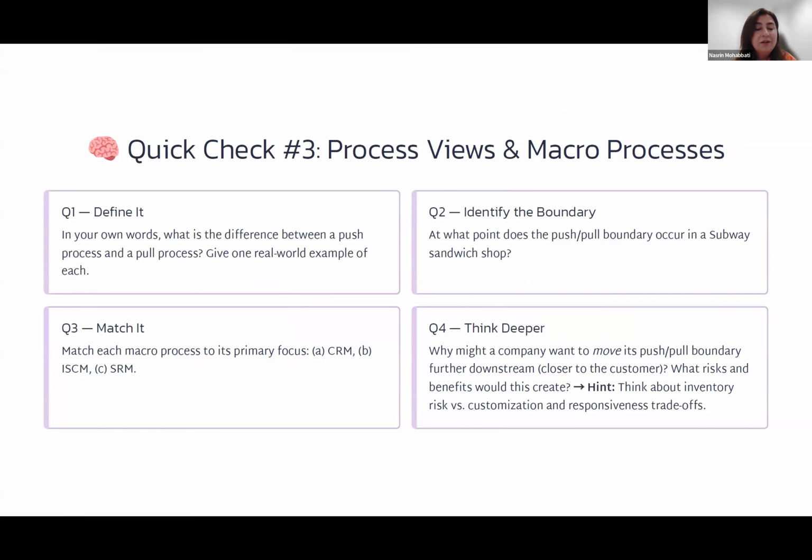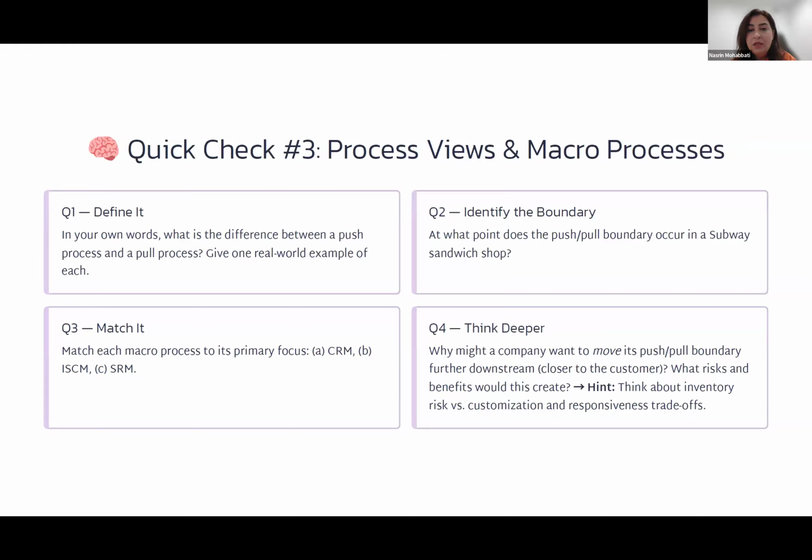So I do have a few questions for you from the topics that we covered. First, in your own words, what is the difference between a push process and a pull process? And I want you to give me a real world example for each one of them, maybe from the products that you're using in your life.